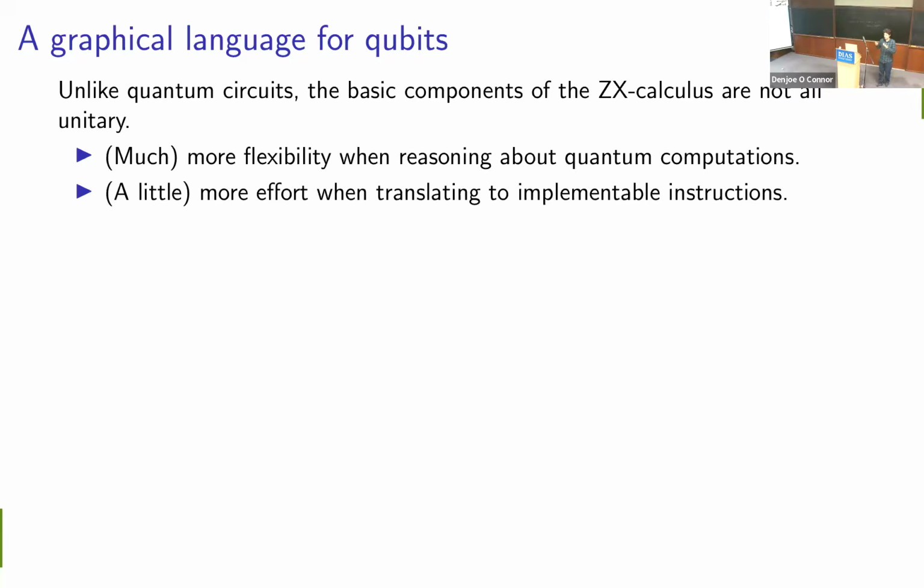So we've got this extra flexibility when reasoning about quantum computations, but at the cost of more effort when we want to translate something into an implementation later. But so far, it really seems like this trade-off is worth it, and we can get state-of-the-art approaches to optimization, for example, using the ZX calculus.